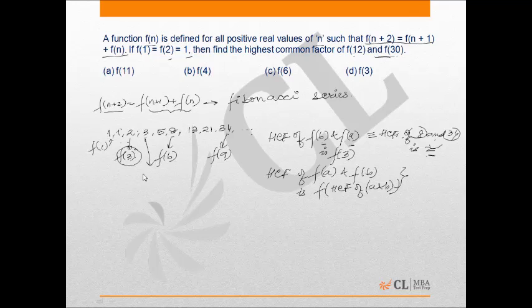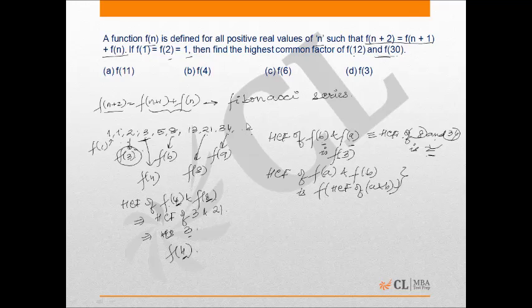Let's try another pair in order to confirm this. This is f(4) and this is f(8). So the HCF of f(4) and f(8) implies the HCF of 3 and 21. This implies the HCF is 3. So the HCF of 3 and 21 is 3. Now 3 represents f(4). So the HCF of 4 and 8 is 4. Hence the HCF of f(4) and f(8) is f(4).